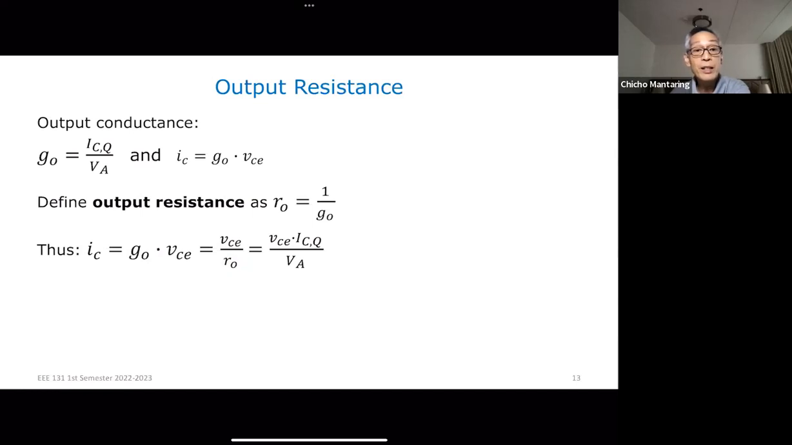Any questions? Okay, so we've completely characterized now the output, the output with respect to a change in the input voltage or the output voltage.